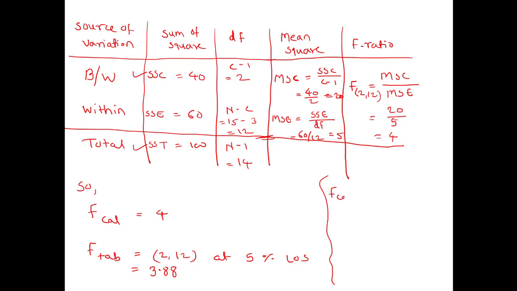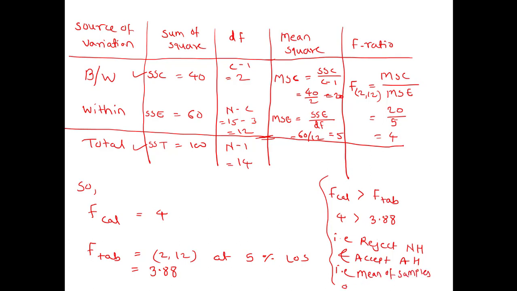So here we can say that F calculated is greater than F tabulated, that is 4 is greater than 3.88. What it means? Reject null hypothesis and accept alternate hypothesis. That is, the means of all the samples are not equal. Mean of samples are not equal.